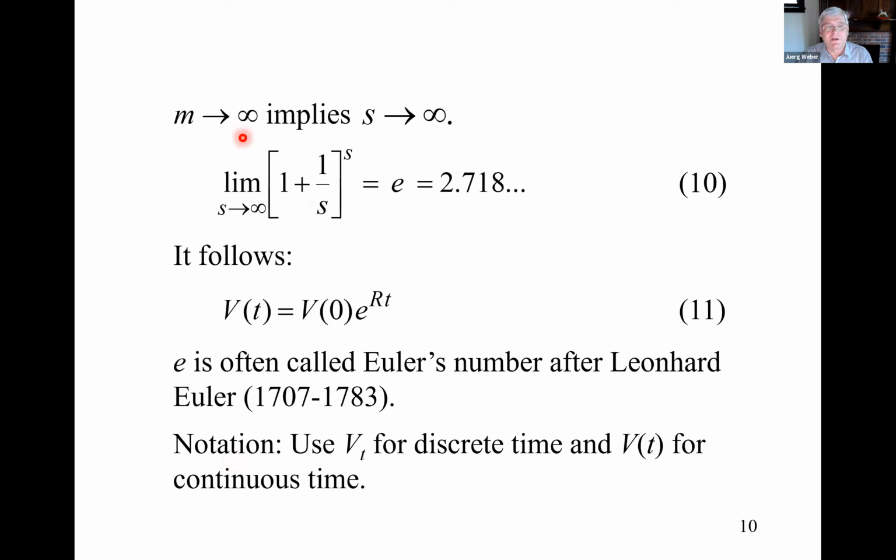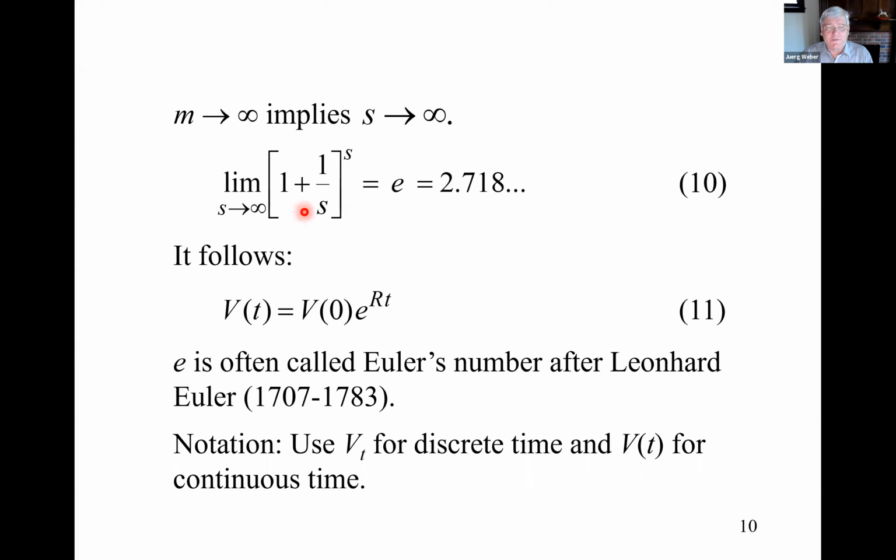So m goes to infinity implies that s goes to infinity. And then the question is, okay, what happens to this expression here when s goes to infinity? Before I had those classes online, I naturally could ask students what will happen. Most students gave the right answer, but some argued that actually the expression here will go to 1.